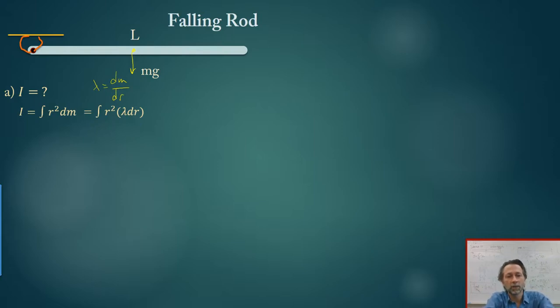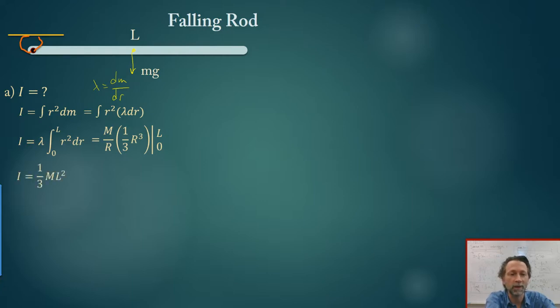The next thing we're going to do is pull out that lambda value and integrate from 0 to L. We can start at 0 because it's pivoting at the end of the rod there. And when we integrate that, we'll have lambda, which I can replace with the total mass over the total length, times 1/3 r³ from 0 to L. Whenever we do that, we end up getting 1/3 mL², which is the moment of inertia for a rod that's rotating around the end of the rod.